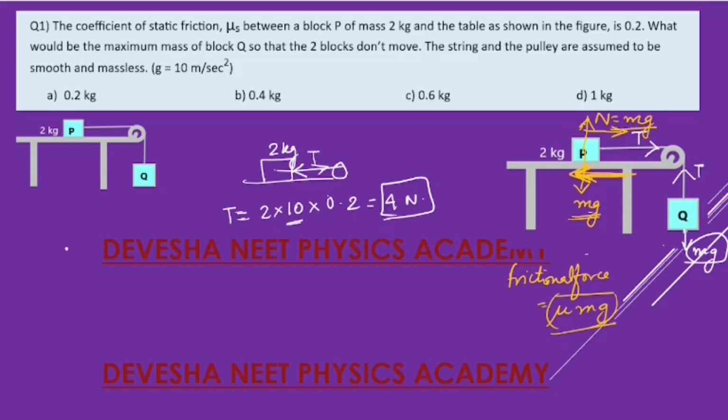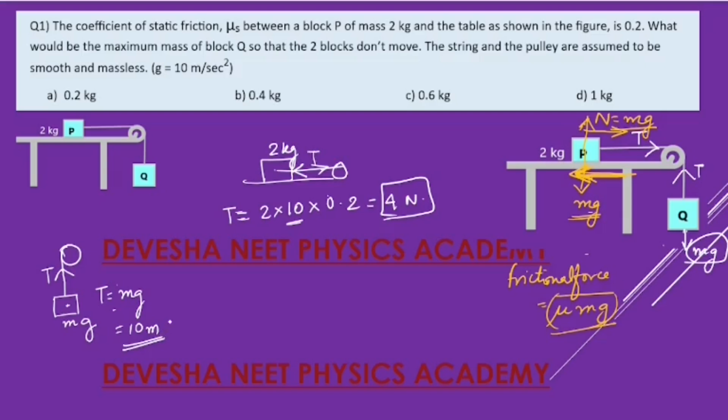Let's look at the other part of the pulley. The other part is like this, hanging here, which is supporting this block. Now what is the mass here? Say m, and g is the gravitational pull. So the weight of the body is equal to mg. For equilibrium, this will also be equal to T, so T is equal to mg, or 10 m.